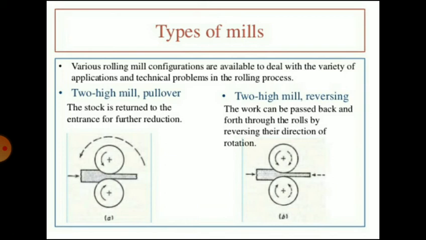Now, in the second case, the two high reversing rolling mill, the direction of rotation of the rolls is reversed after each pass, as shown by the arrows. After passing the material through the two rolls, it is passed again in a backward direction. The rolls are brought closer together after each pass. The material reciprocates many times between the rolls before the final thickness is obtained.